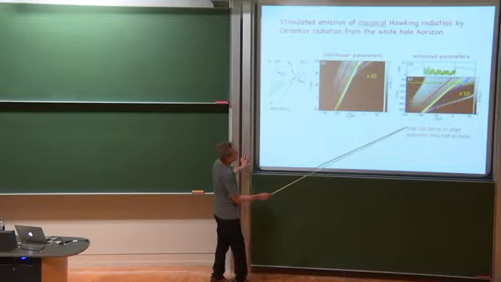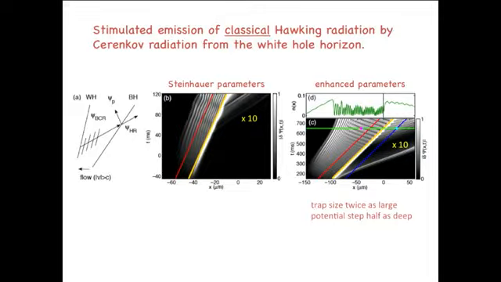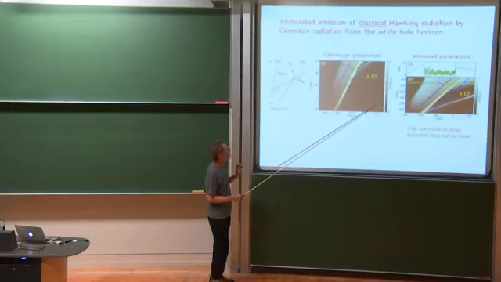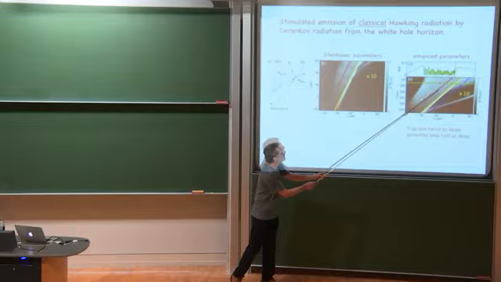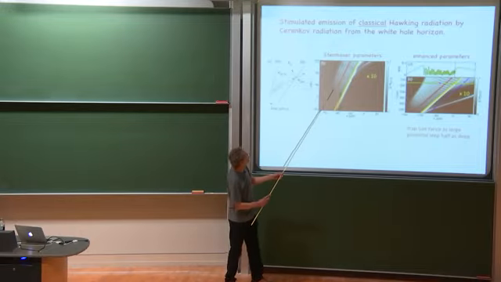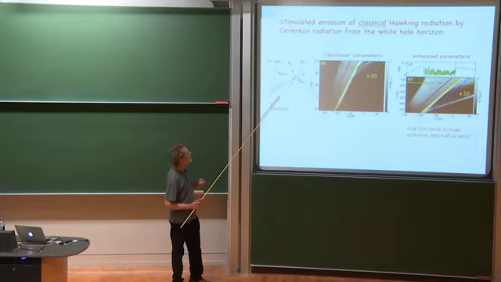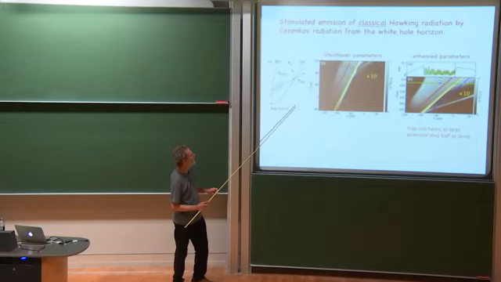And then we also considered a slightly enhanced case, which was almost the same, but this trap was twice as large, and the potential step was half as deep. And that difference actually made a huge difference in how sharp the signal we could get was. But it seems like the same basic phenomenon is happening. And that phenomenon is the following, as we understand it.